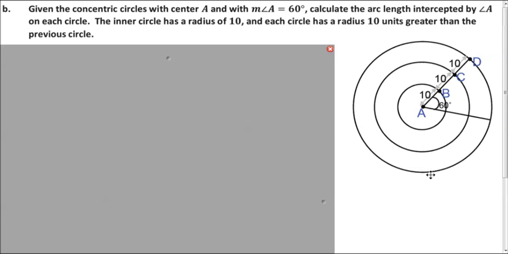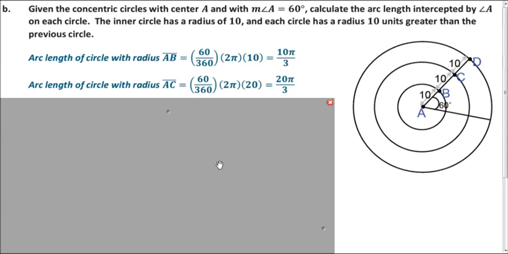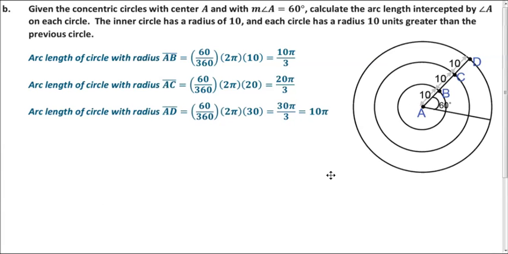In this example, we have concentric circles, and these minor arcs all have the same degree measure, but they're all different lengths. So what are their lengths? Well, the smallest one is the same as the previous example, that's 10 pi over 3. The medium one has an arc length of 20 pi over 3, and the largest one, 30 pi over 3, which is equal to 10 pi.